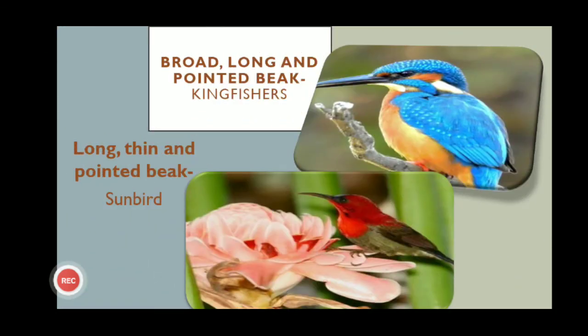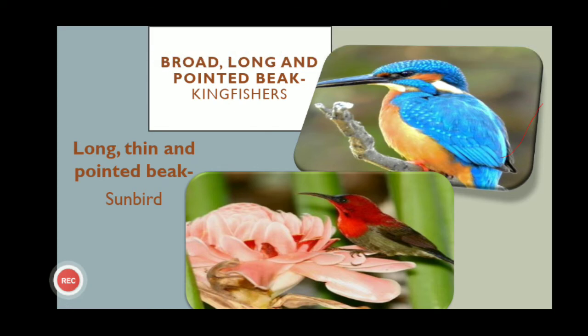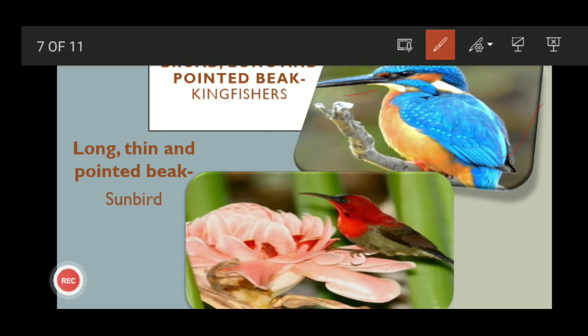नाउ किंगफिशर्स, in this picture you can see kingfisher. It is also a bird, and they have broad, long and pointed beak. Here you can see it is broad, long and pointed, means ये चौड़ी होती है, लंबी और नुकीली होती है kingfisher की beak, that help them to catch the insects.